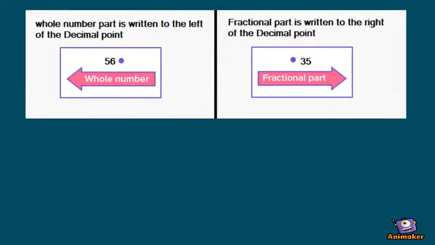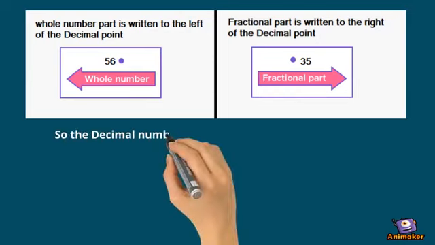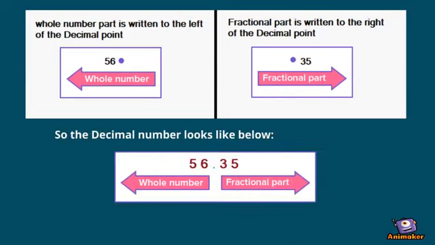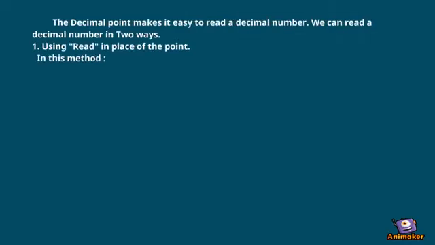The whole number part is written to the left of the decimal point. The fractional part is written to the right of the decimal point. So the decimal number looks like below. The decimal point makes it easy to read a decimal number.